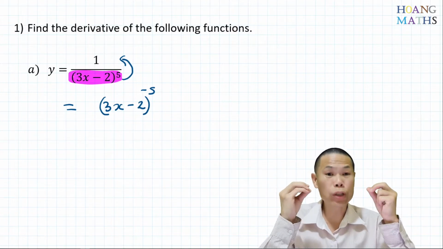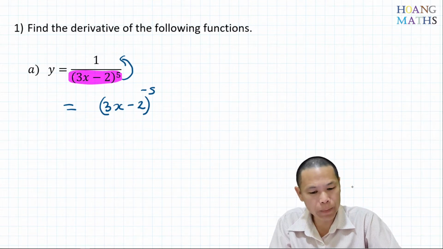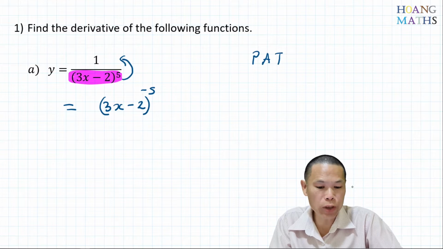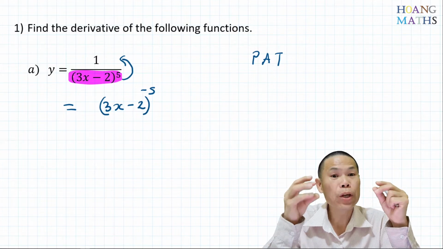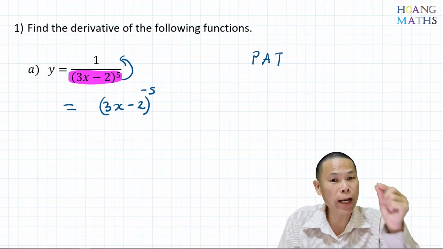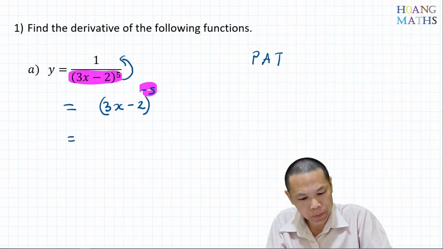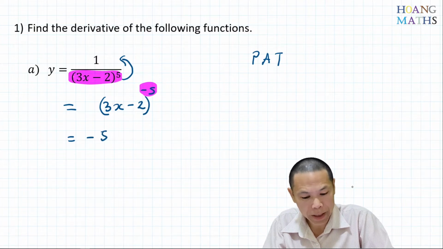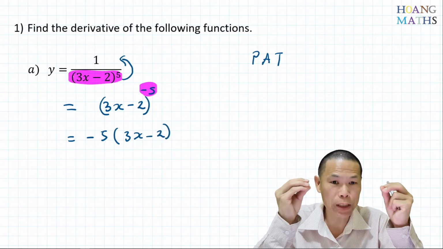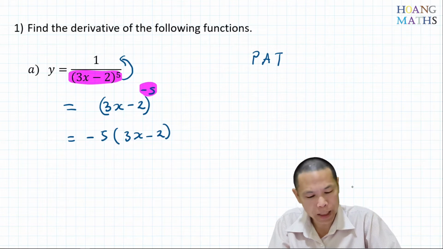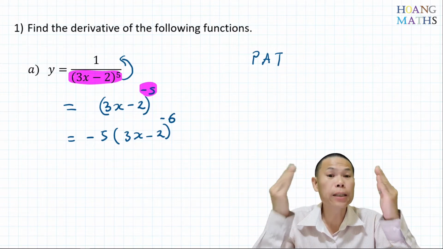There you go. Now to differentiate this, we use the power angle trick. So let me write this down: power, angle, and then trick. We differentiate the power first. The power in this case is negative 5. So we bring the negative 5 down and then go 1 less. So equal to negative 5, and we write out (3x minus 2), now negative 5 minus 1 becomes negative 6, which is 1 less when you differentiate. Remember that? So negative 6, and then this power is done.